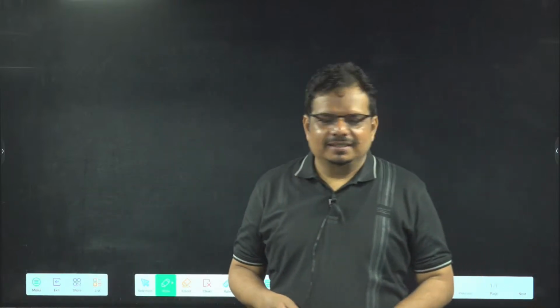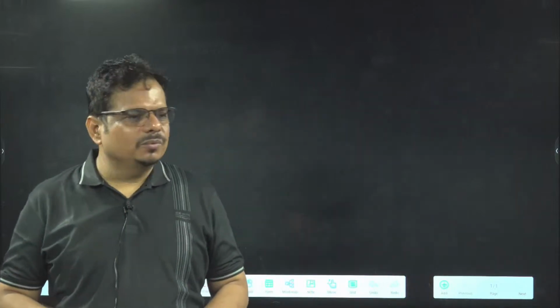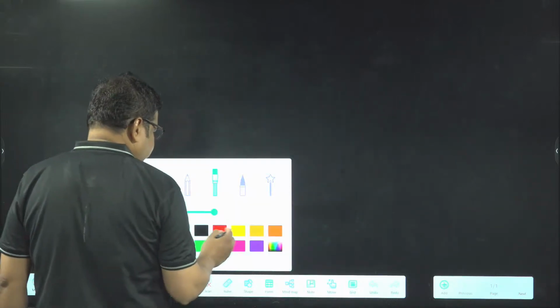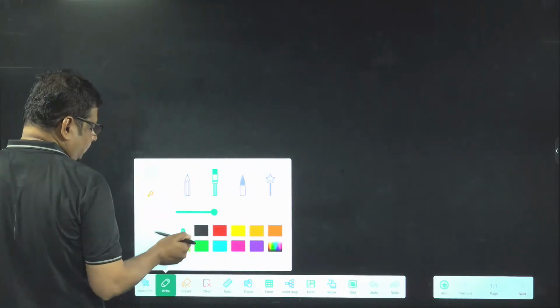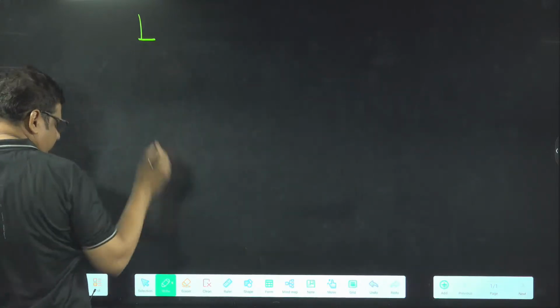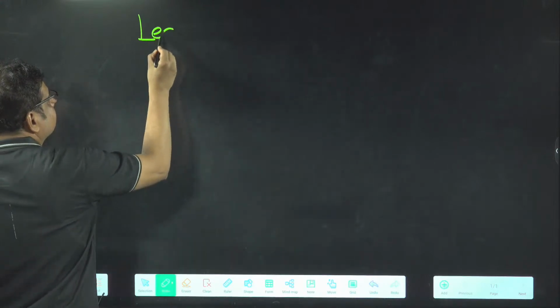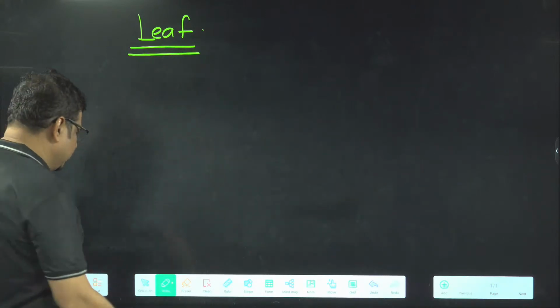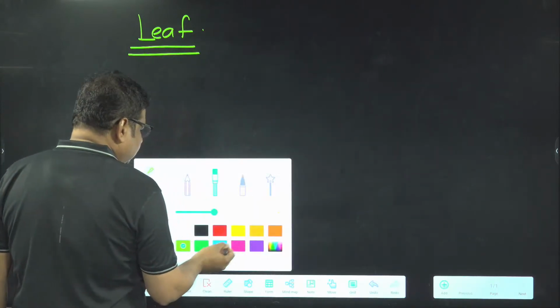In last class we discussed up to where? Stem is completed? Yeah. So, let's start with leaves. We are going to discuss about leaf. So, have a look.